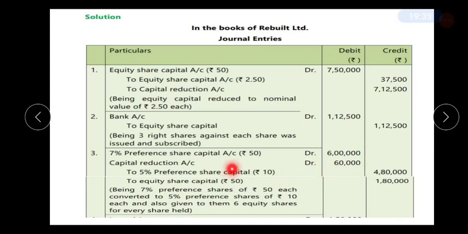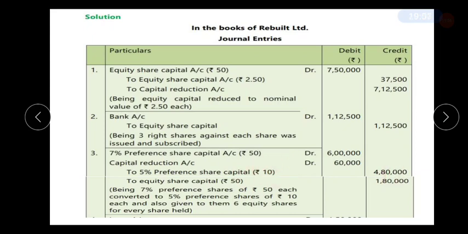That's the reason you are crediting it, the 5% new preference shares. And you are debiting it because you are cancelling the old preference shares. So these old preference shares are completely cancelled. In the place of them, new preference shares are being issued. For every one preference share, you're going to get 4 preference shares. That's the reason it is 12,000 into 4, that is 48,000. 48,000 into rupees 10, 4,80,000.